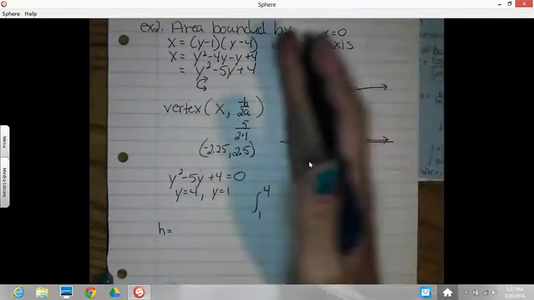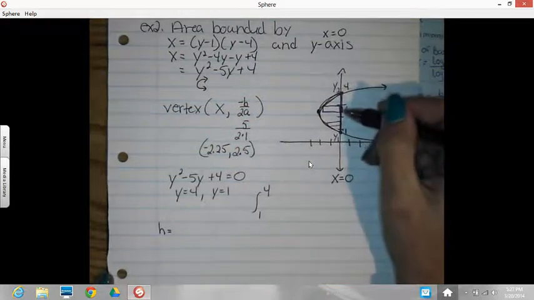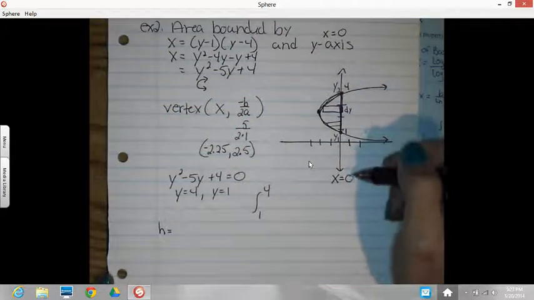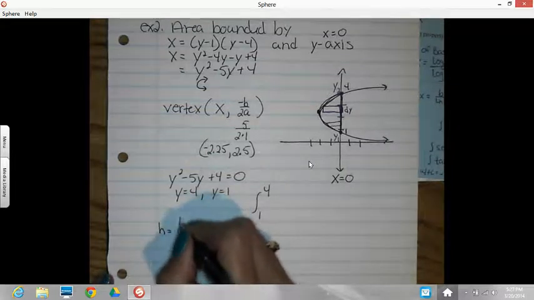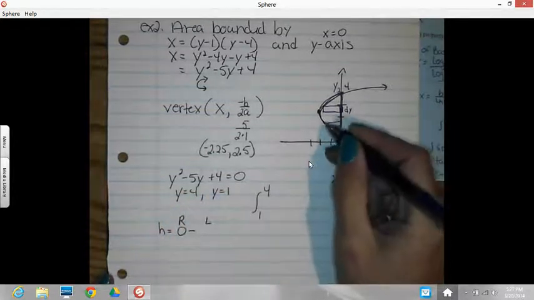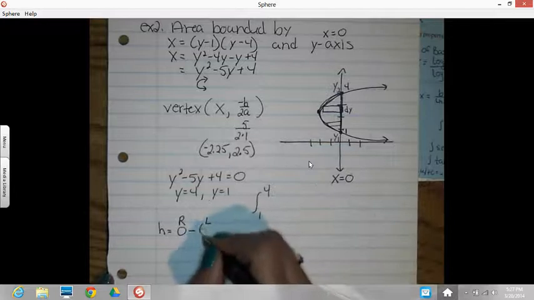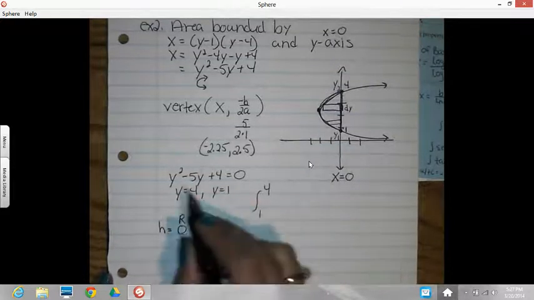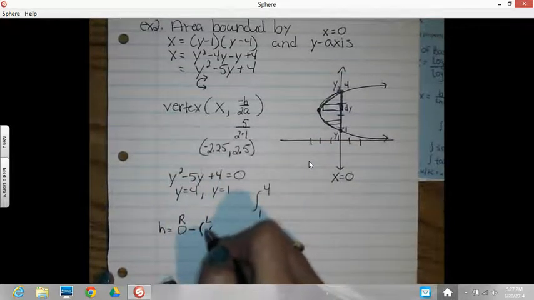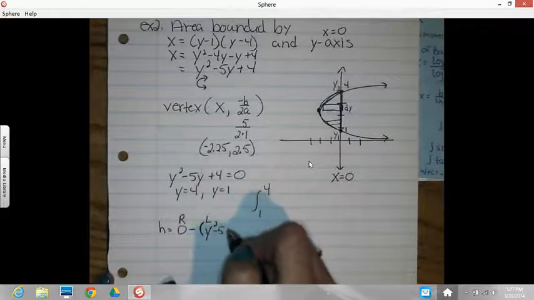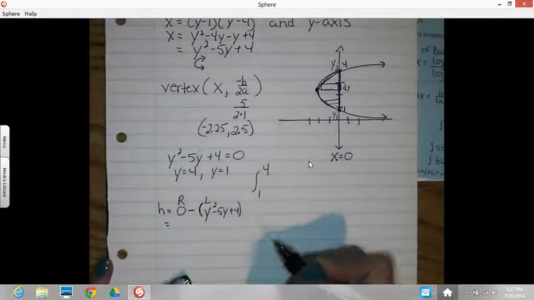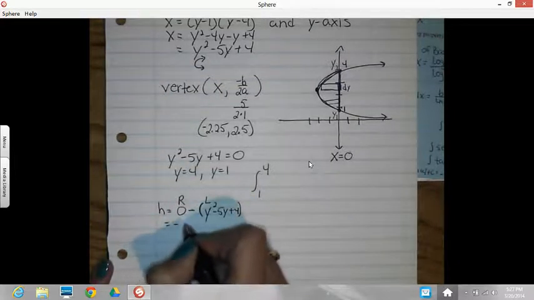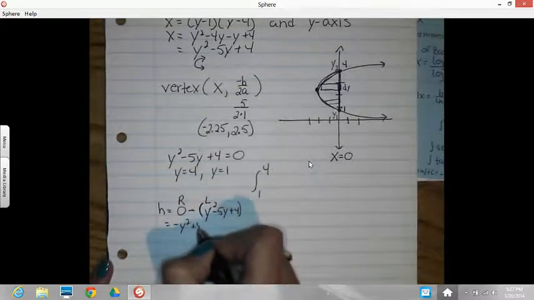The right side is at x equals 0. So it's 0 minus the left function, which is the parabola. Be sure to put it in parentheses because it has more than one term: y squared minus 5y plus 4. So all I need to do is distribute the negative here. That'll be the height.